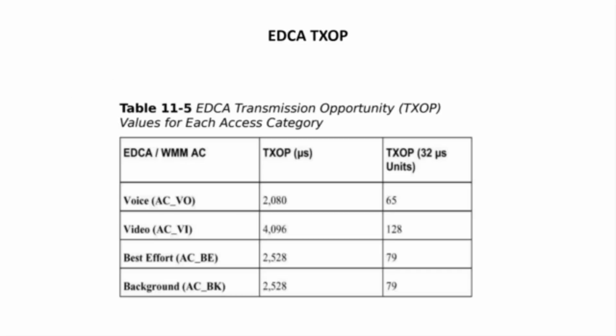Over here we have TXOP durations for different frame categories. It is measured in units of 32 microseconds. Note this, the duration for voice, the highest priority category, is the shortest of all. Have you already guessed why?